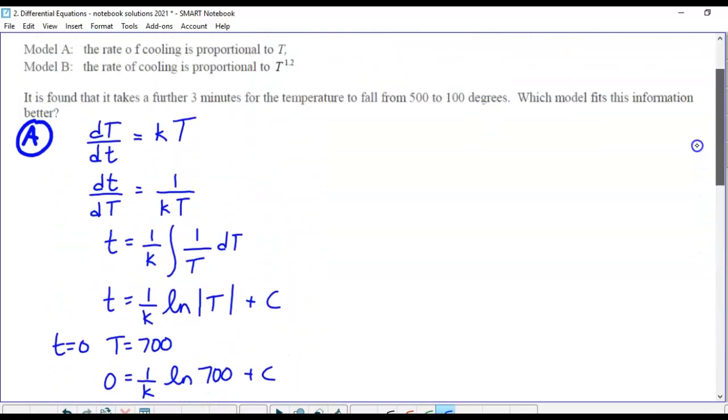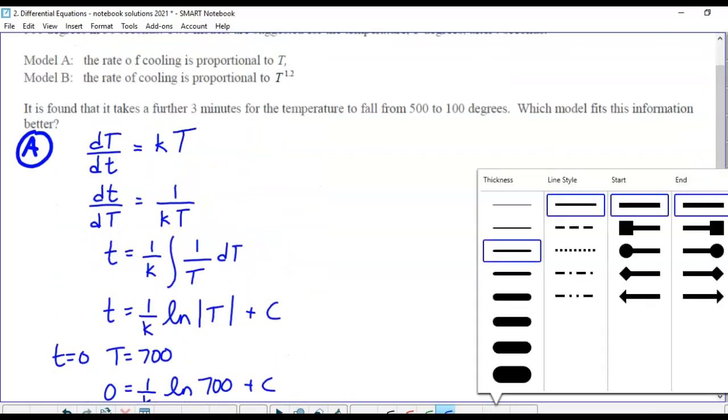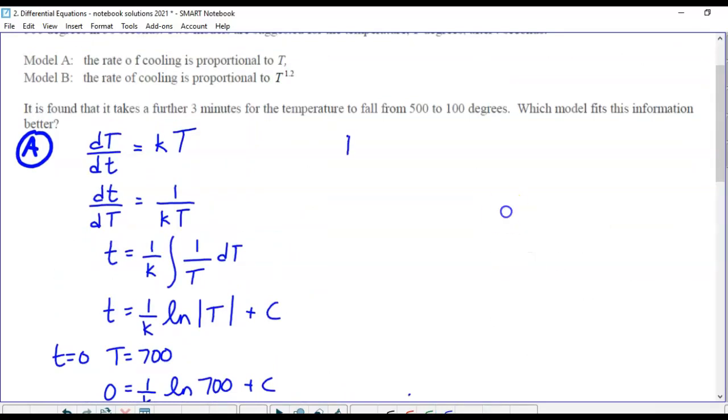Okay, so likely the other one is. Let's check it out. So now this one is the capital T, the lowercase t, with a different K from the last one, obviously. So then we want to take the reciprocal.